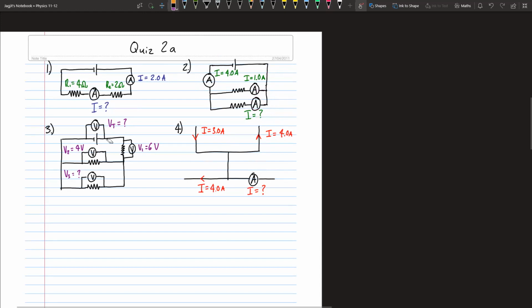Let's have a look at the next one right here, this one. So they're asking us to find the total voltage.